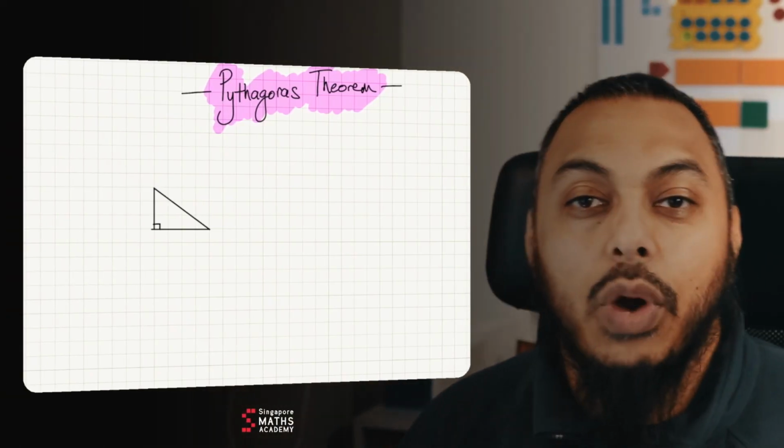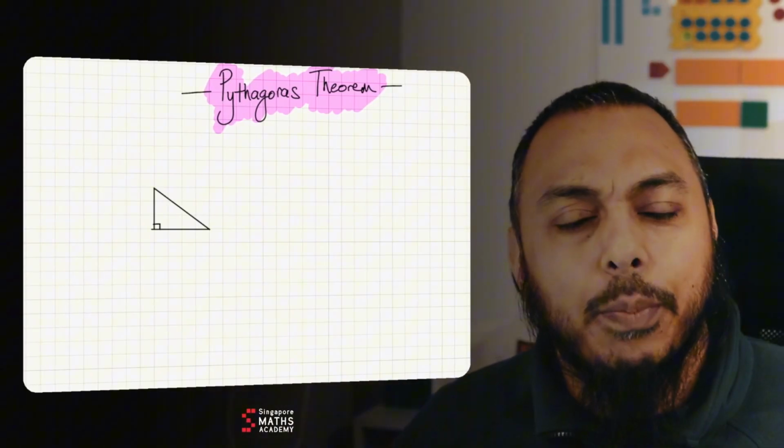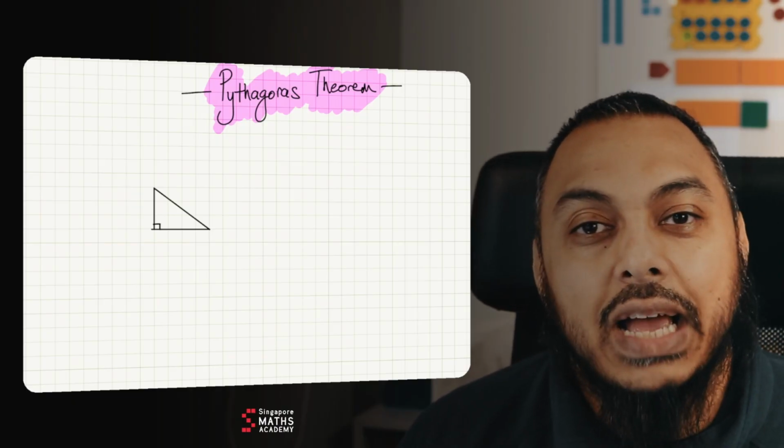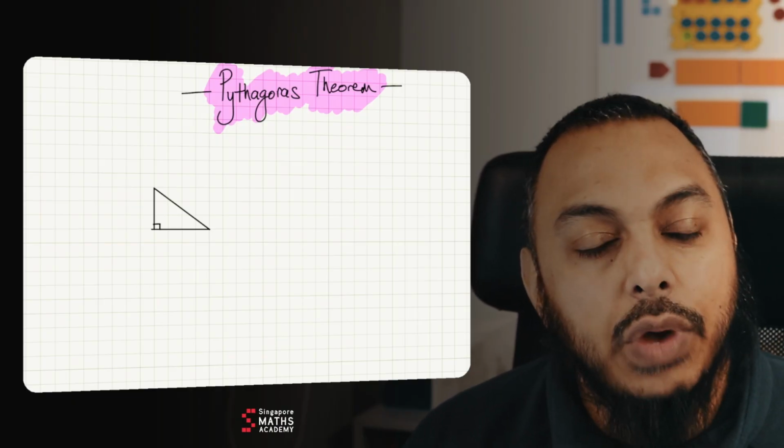Hi everyone, we're going to start looking at Pythagoras theorem in today's lesson. So let's jump onto my whiteboard and figure this out together. Pythagoras theorem is a theorem based on right angle triangles. We've got a right angle triangle right in front of us here.